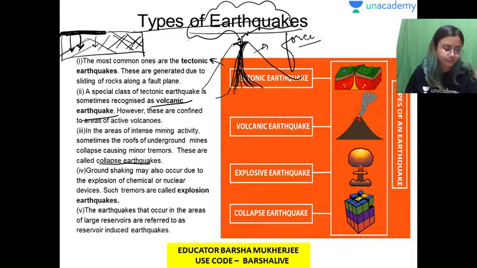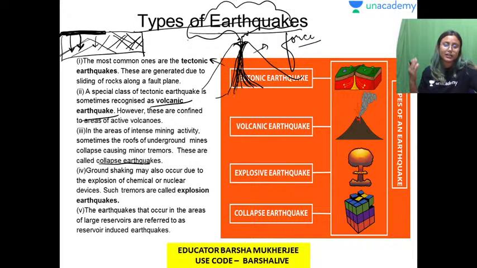Next we have an explosion earthquake. For example, if a nuclear explosion has taken place, or any sort of bomb blast has happened, that also leads to vibration in the nearby areas. Recently in the Pacific Ocean, I guess, the US Army experimented. In the middle of the ocean, they did an explosion which led to an earthquake. Similarly, last year in Beirut, Lebanon, some kind of chemical explosion took place, and because of it the nearby region experienced an earthquake. It is called an explosive earthquake.